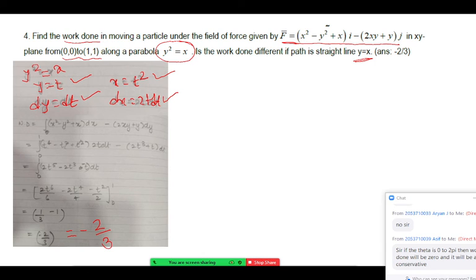When the particle actually moves, if I draw a graph, tell me, y square equal to x is the parabola which is symmetric about which axis?